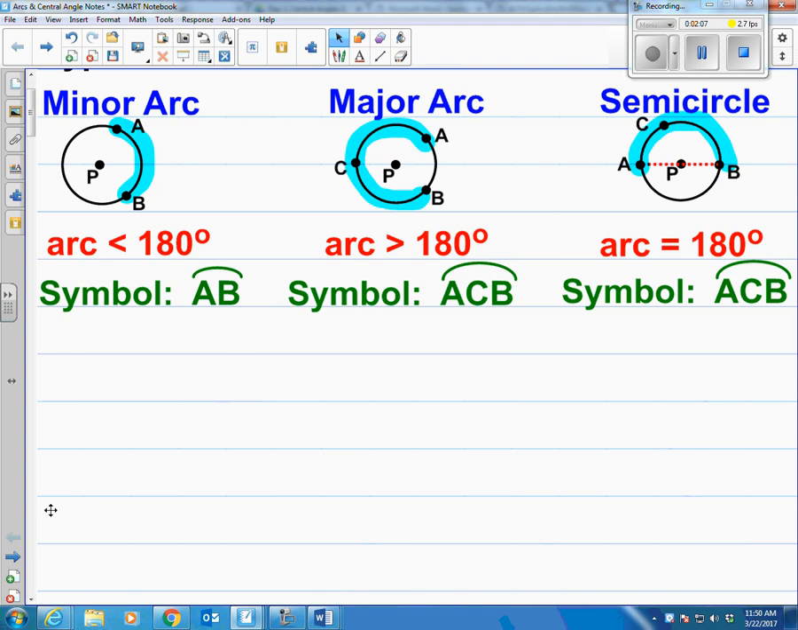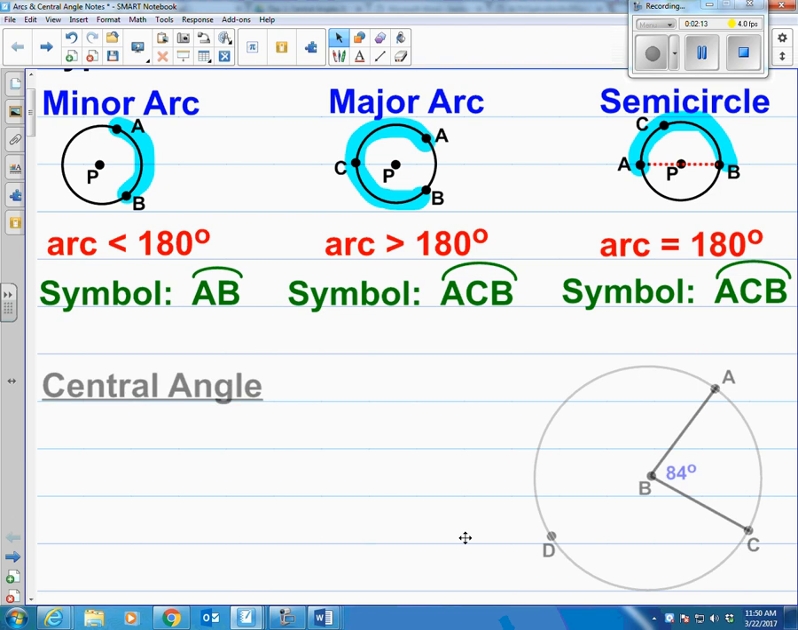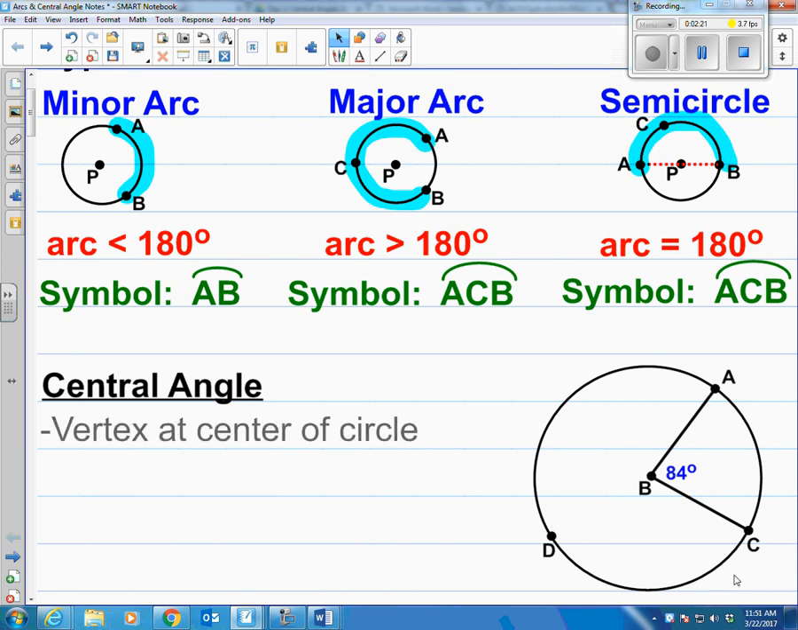Next, we're going to talk about central angles. Kind of gave you a diagram to start with. A central angle has its vertex at the center of a circle. That means the endpoint is at the center of the circle. The 2 sides are radii of the circle. So that means AB is a radius of the circle B, and BC is a radius of circle B.